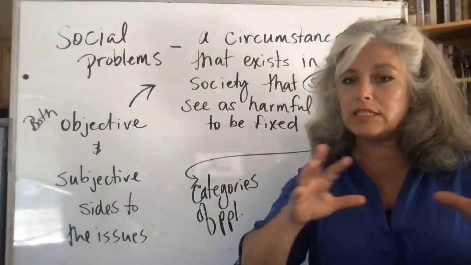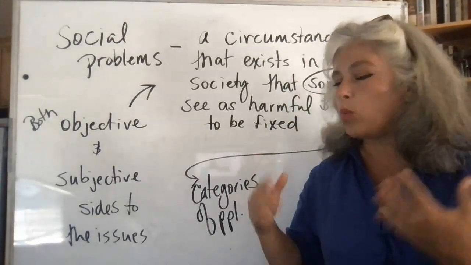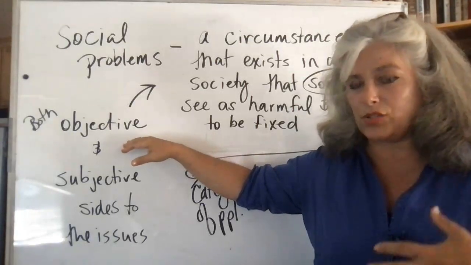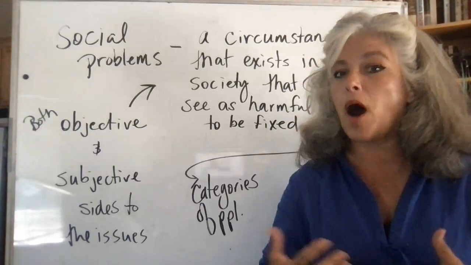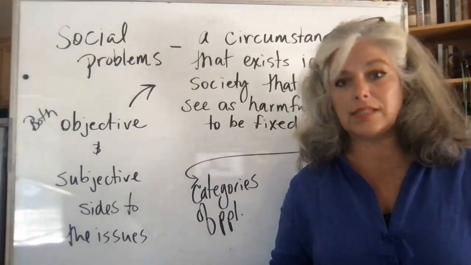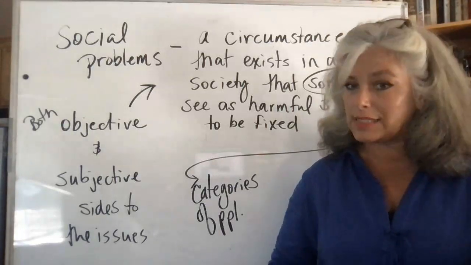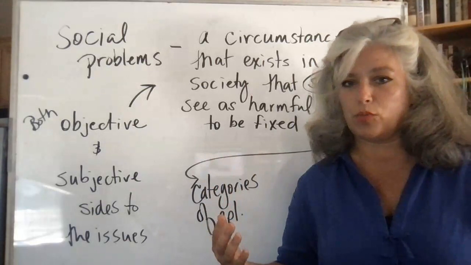It has two different perceptions. Number one, objective. The objectivity of a social problem is the fact that it exists in the first place. Like poverty is an issue that exists in our society. So objectively, we can say, okay, poverty exists in society. So that's one part of making it potentially a social problem.